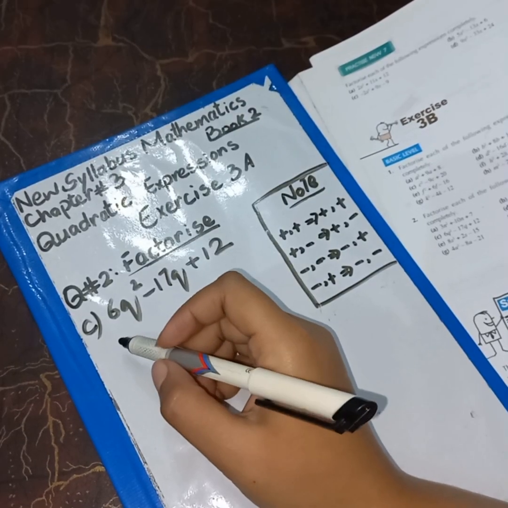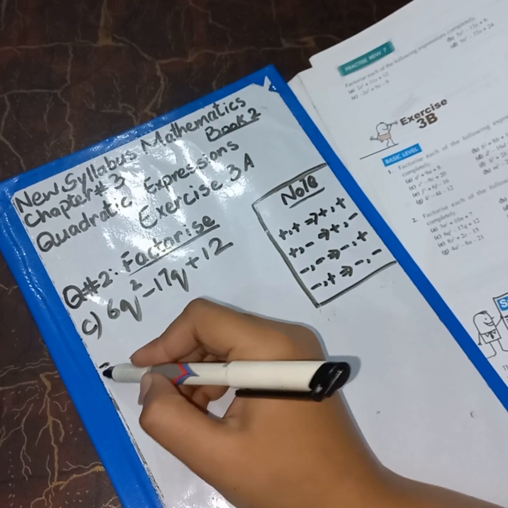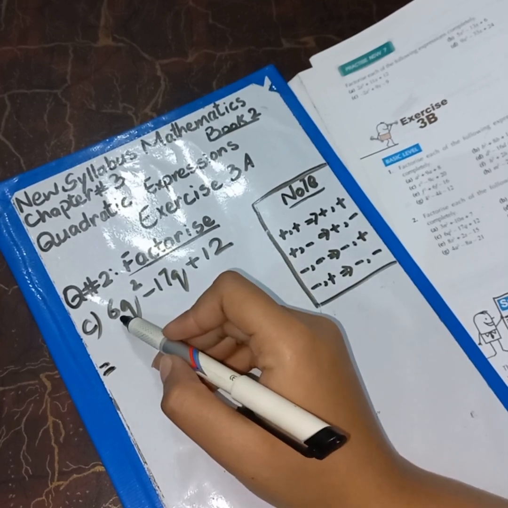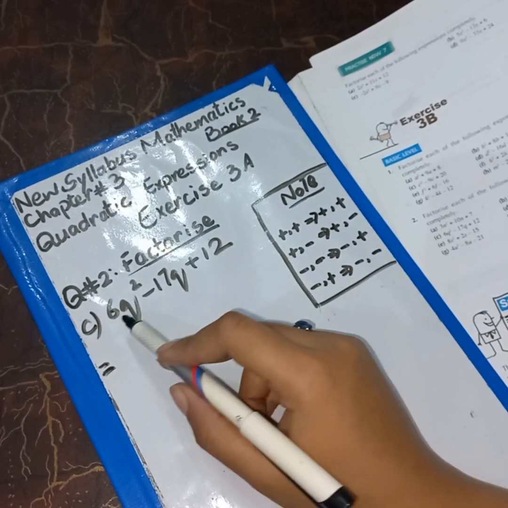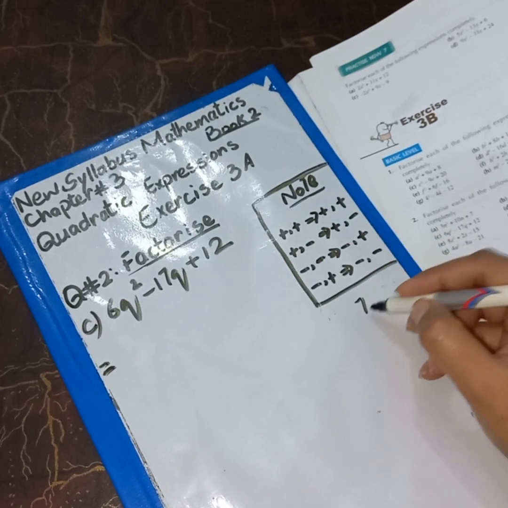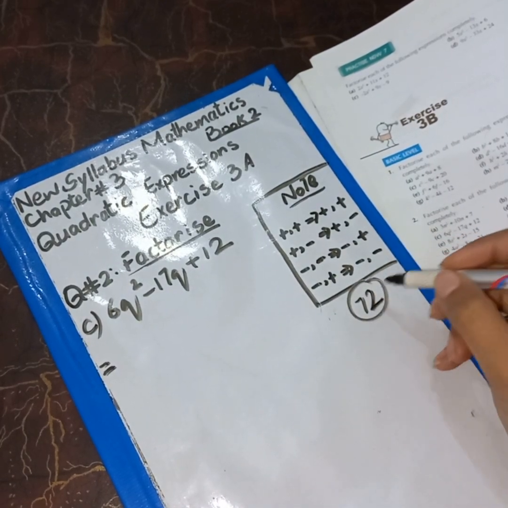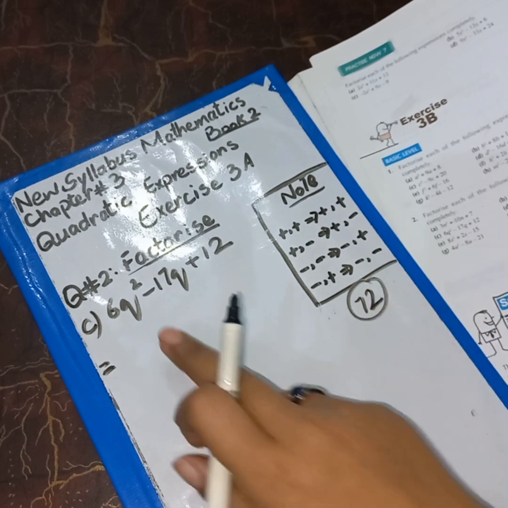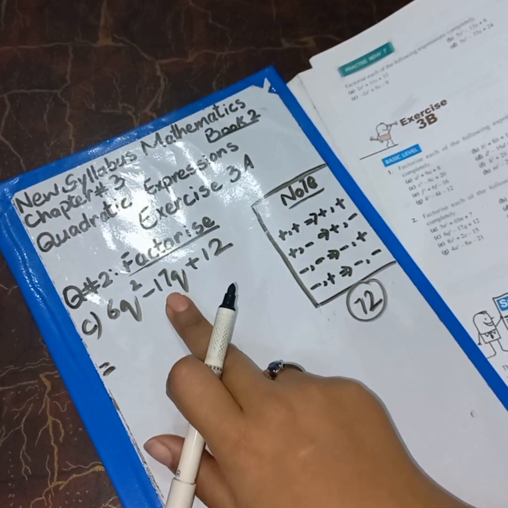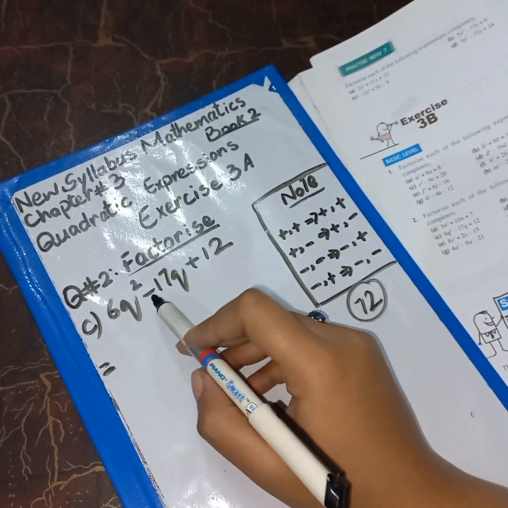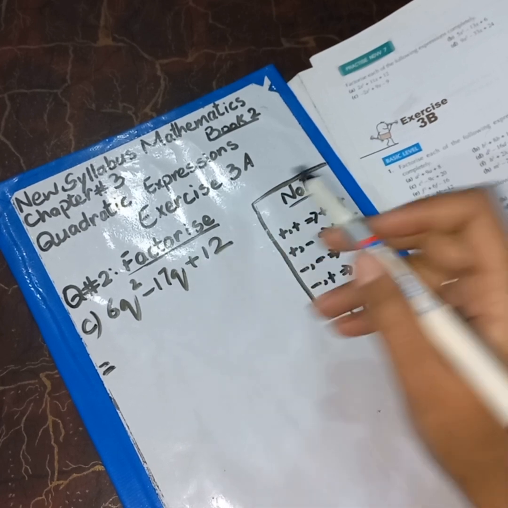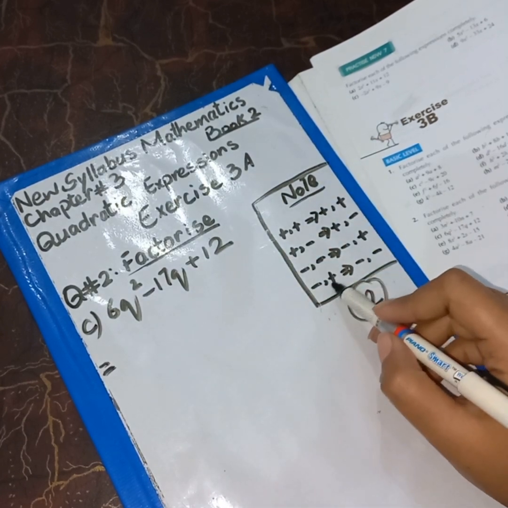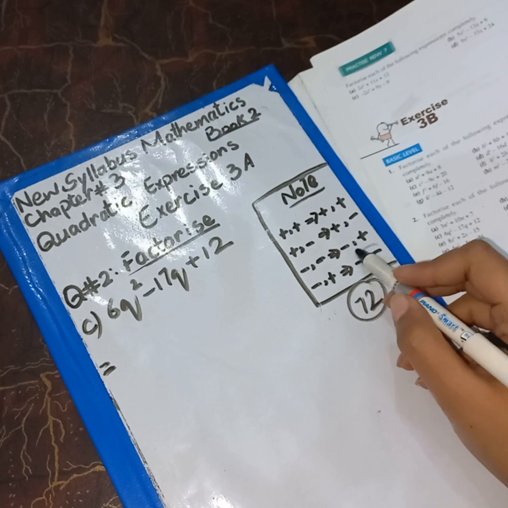Moving towards its C part. In C part, we have the coefficient of q square is 6 and the constant is 12. So when we multiply these two, we will get 72. So find a pair which will give you 72 after multiplication, and after addition it will give you 17. Why addition, I said? Because in the question it is minus plus given.